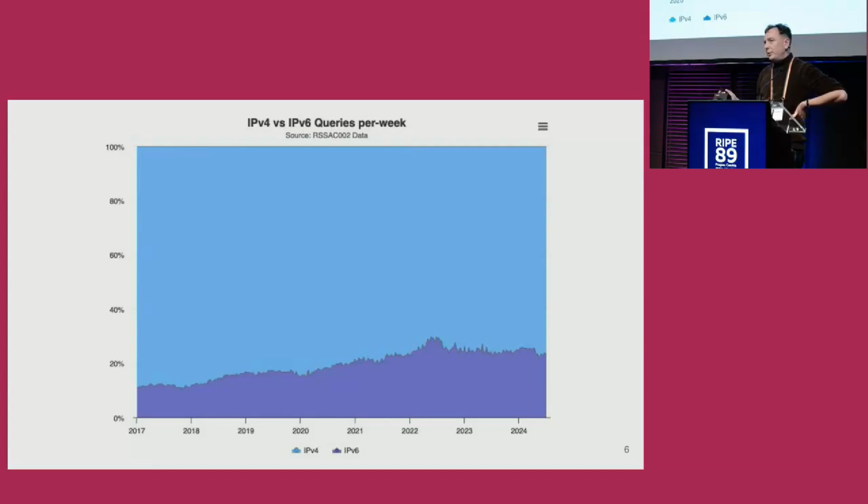This might interest people in this room, showing the steady increase, but kind of leveling off, of IPv6 queries to the root. This is again a percentage basis. So you see in 2017, it's at like 15, and then it's leveled off at like low 20s. Hasn't really moved.